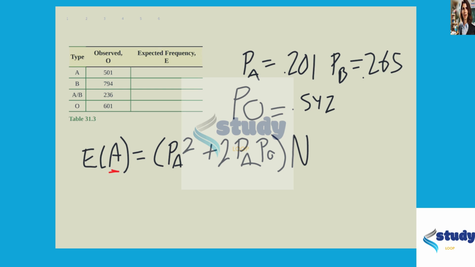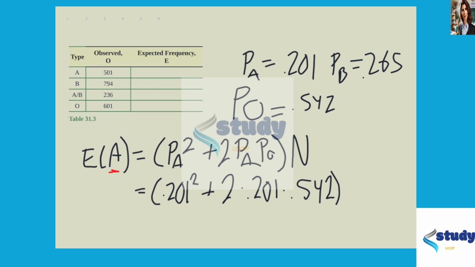So if we just punch in our numbers, we get 0.201 squared plus 2 times 0.201 times 0.542, and multiply that by the total, and that total n was from the previous table, 2,132. Once you type this into a calculator, we find that this is equal to 550. Then we can just put that in our table.